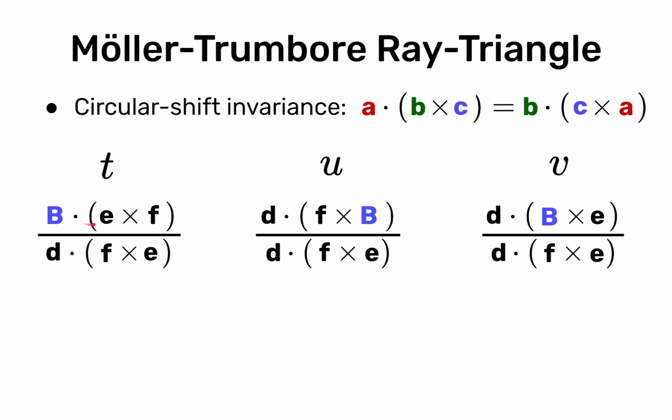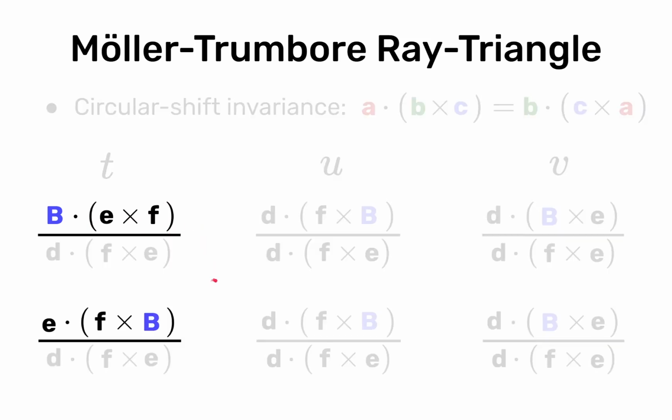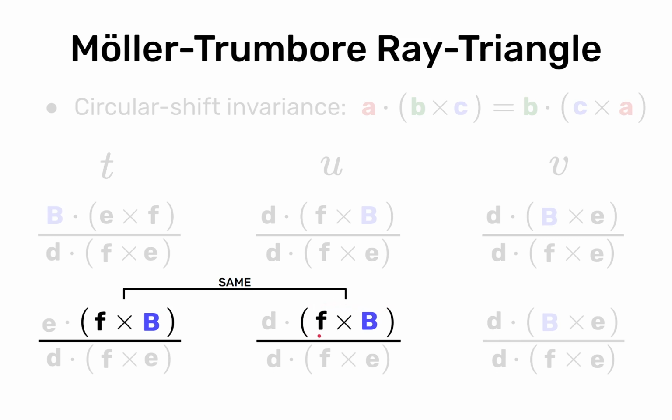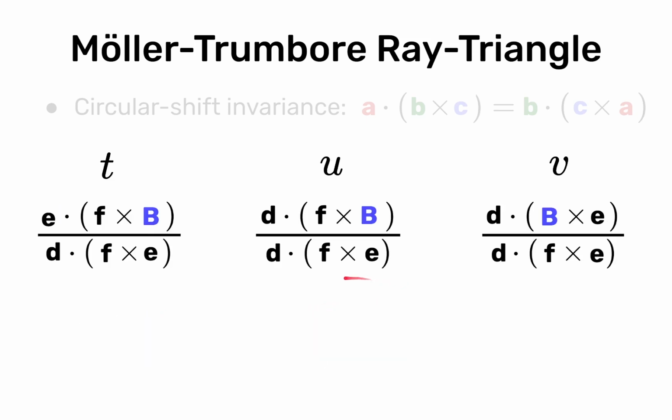So for example, up here this p, e and f, if you use the circular shift invariance, then we can make it e, f and p. And this will be the same f cross product p that is calculated for u. And we can go even further.